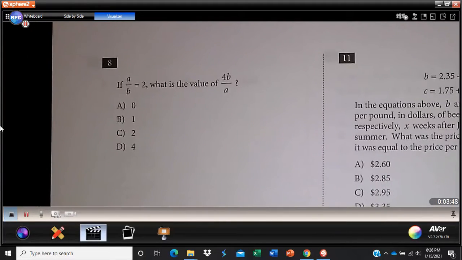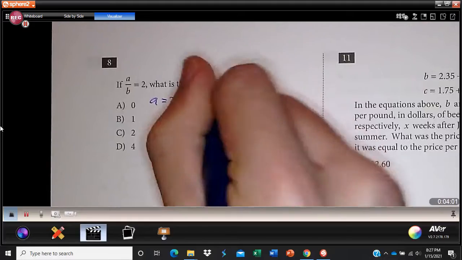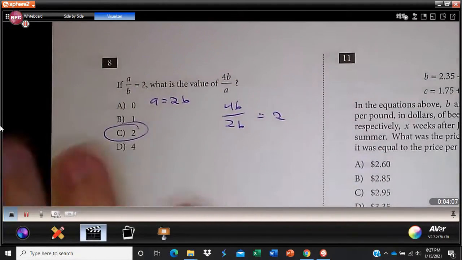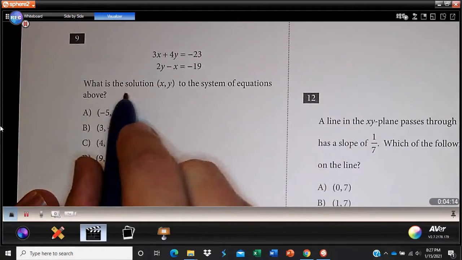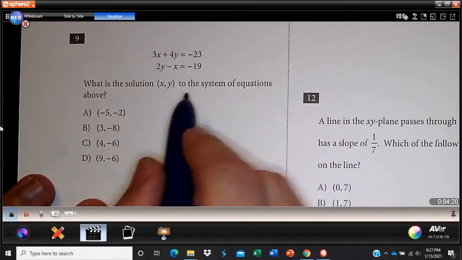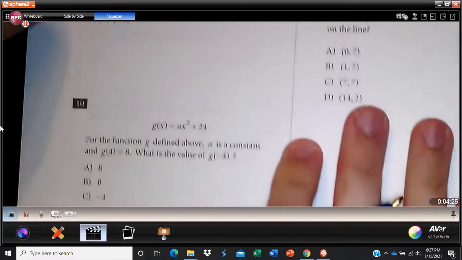Okay, 8. If A over B is 2, what's the value of 4 times B over A? B over A, okay, so A is equal to 2 times B. So 4B over A, which is 2B, well, that's just 2. And so with algebra at this stage when you take the SAT, if algebra is second nature to you, you're going to do way better. You're going to be a lot faster. Okay, I have a system of linear equations. What's the solution? This one's going to take some time, so I'm going to come back to it.